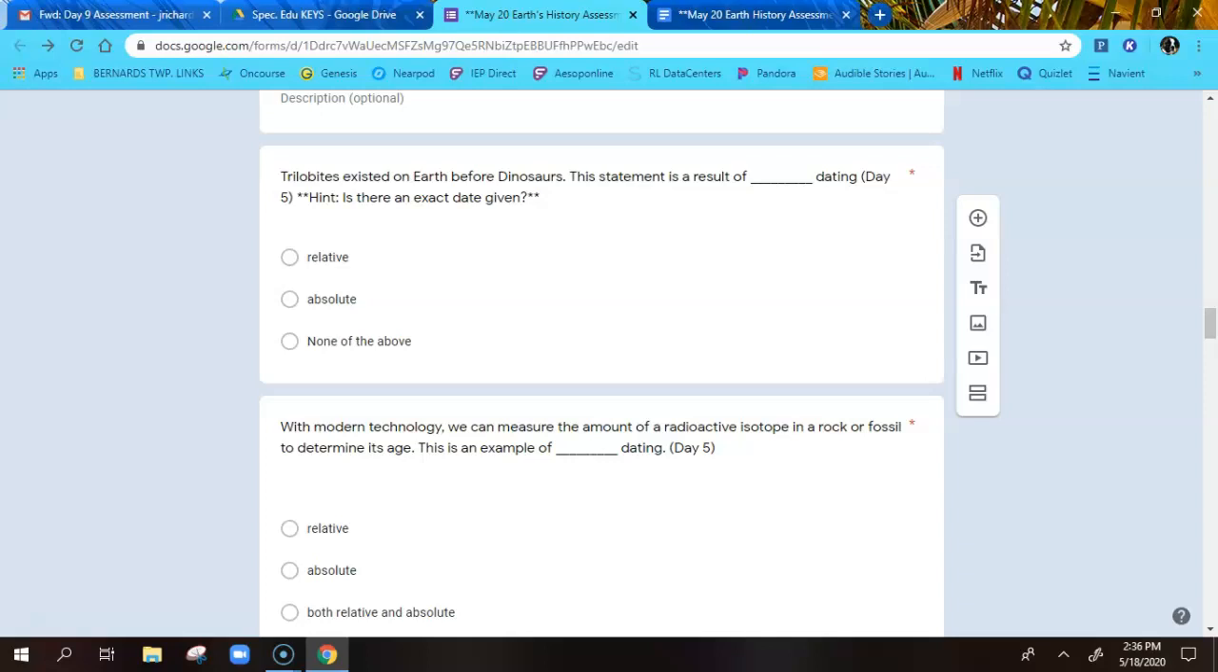Trilobites existed on Earth before dinosaurs. This statement is a result of blank dating. These can be found in your day 5 notes. Here's a little hint. Is there an exact date given? Think about that. Think about the timeline that you created. Is it A, relative dating, B, absolute dating, or C, none of the above?